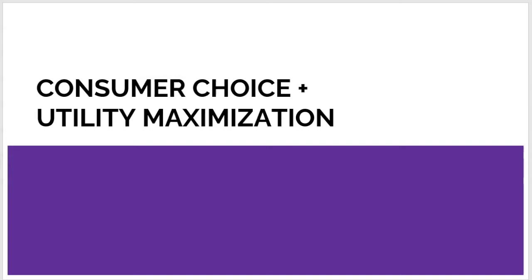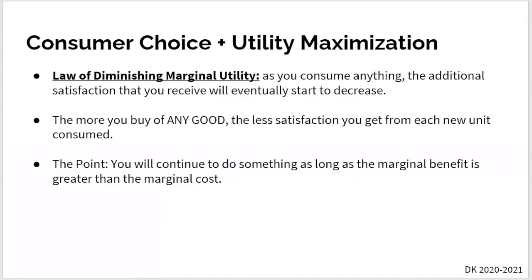So consumer choice. We're first going to start off with this idea of the law of diminishing marginal utility. What this law of diminishing marginal utility is, other than a mouthful, is that the more you consume of something, the less satisfaction you're going to receive the more you consume of it. And consume can just mean buy, it can mean really anything, right?